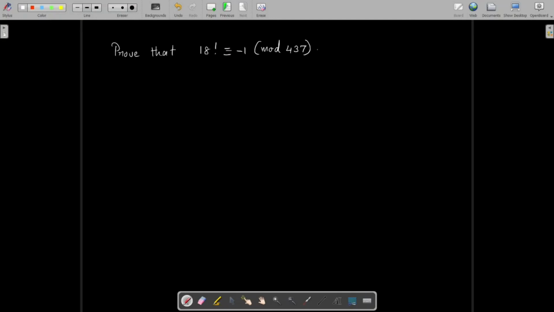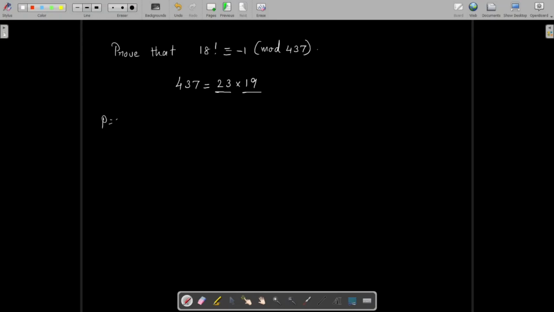One more problem. Prove that 18 factorial is congruent to minus 1 mod 437. Here you may note that 437 is not a prime number. It is composite and it may be expressed as the product of primes 23 and 19. So 437 equal to 23 into 19. So we will apply Wilson's theorem 2 times. First by taking P as 23 and then by taking P as 19.